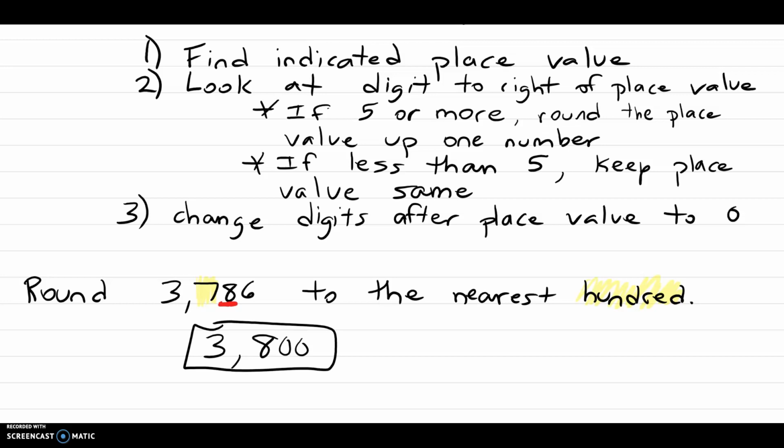So if you follow those steps or use a number line, that's how you can round whole numbers. We'll look at this again too when we start looking at it with decimals and rounding to the nearest decimal place. Okay, so now you should be able to try the practice problems.